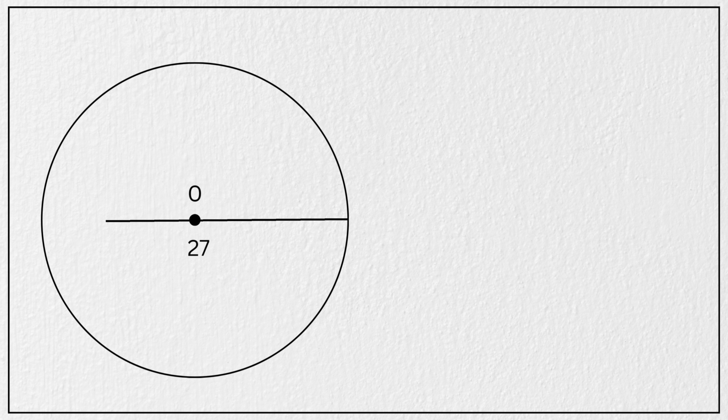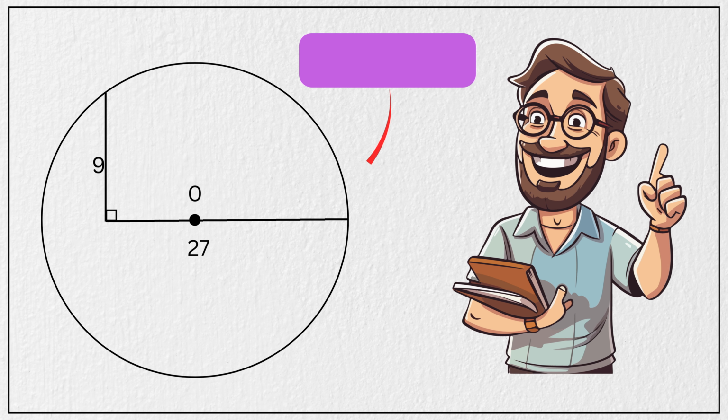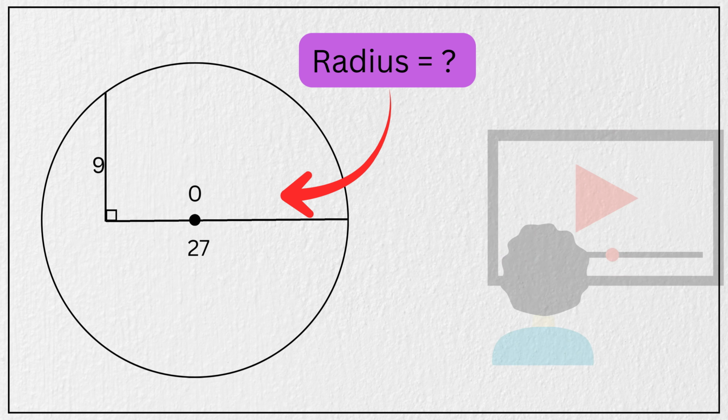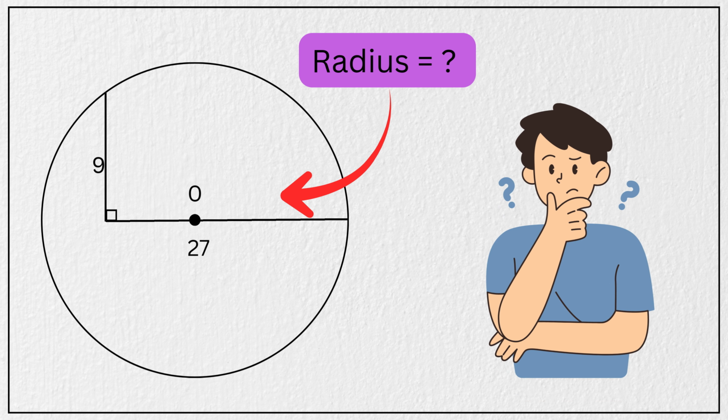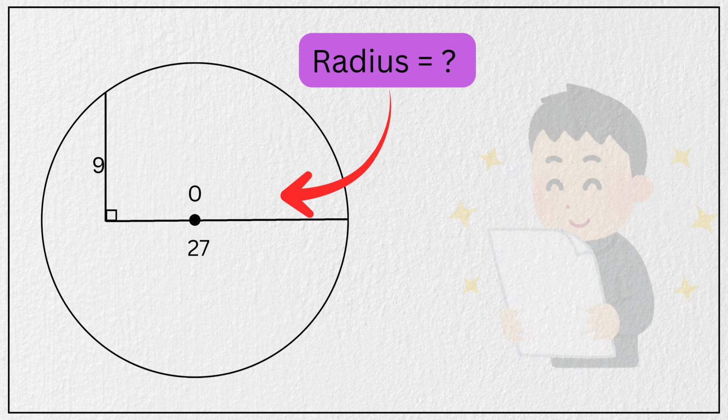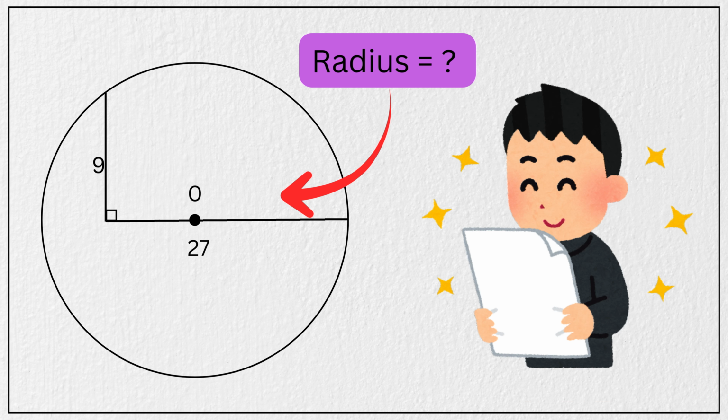Now from that inner point, we draw another line that is perpendicular to this first one. This new line meets the circle again at another point, and its length is 9 units. Our goal is to find the radius of the circle. You can pause the video and take a moment to think about it. And when you're ready, you can always come back to verify your answer.